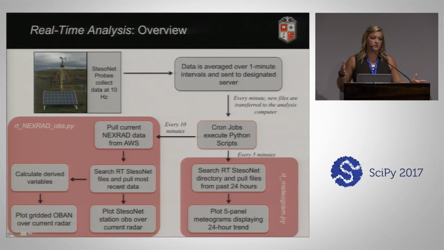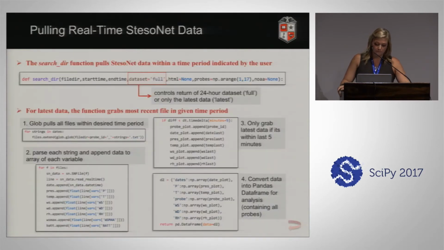look for the StesoNet files that we need for either the latest data, or 24 hours worth of data, which is for the meteograms, but I'll get to that later. So to get the real-time StesoNet data, we just created this simple search directory function in which we have a start time, we have an end time, we have where the file directory is, and just simply whether or not we want a full data set or just the latest.